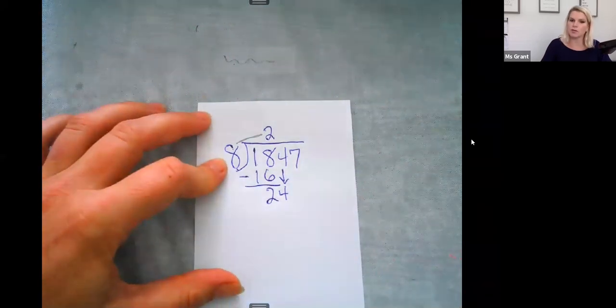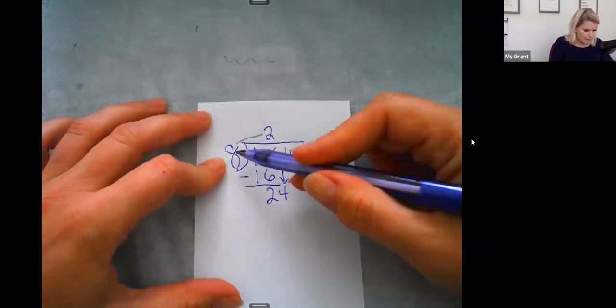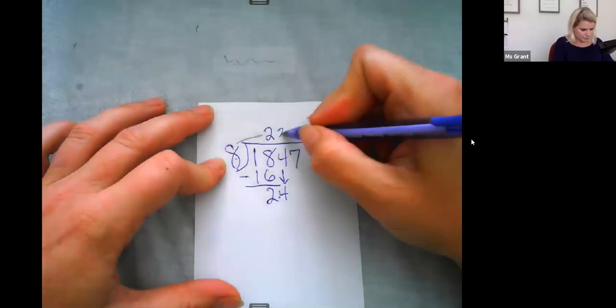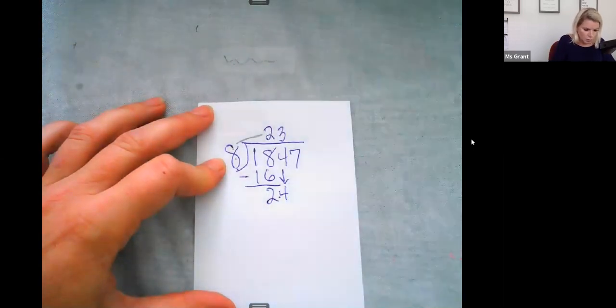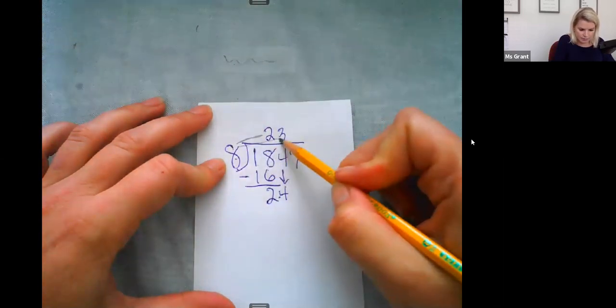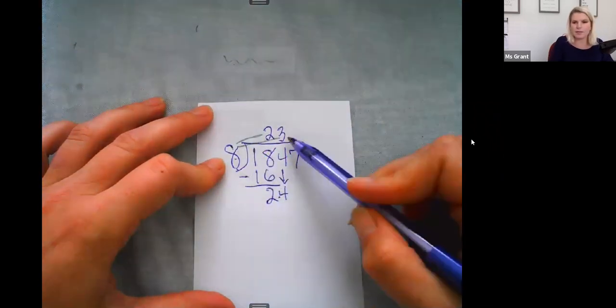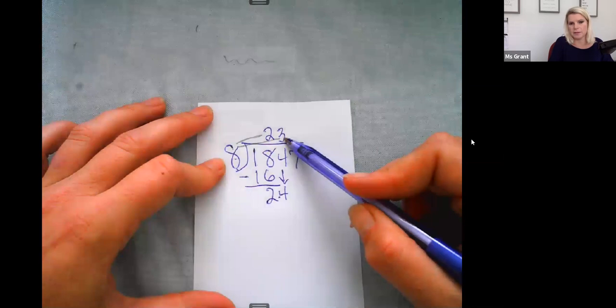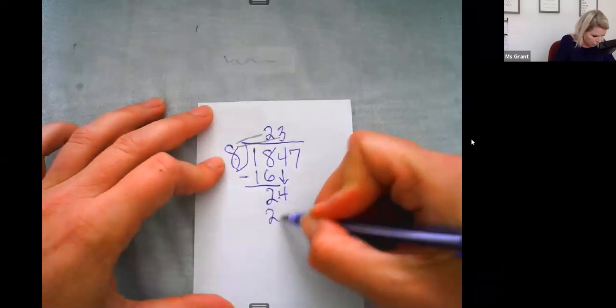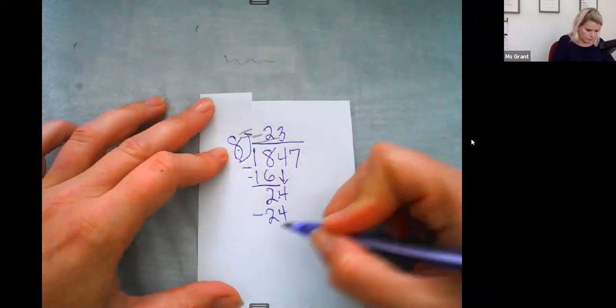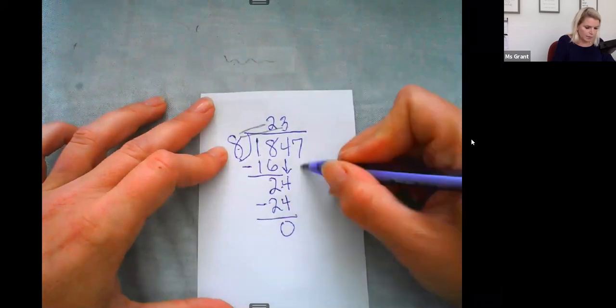Okay, does 8 go into 24? Yes, it does 3 times. Then I do, well, what is 8 times 3? The number on the outside times the number that I think it goes in how many times? Well, 8 times 3 is 24. So I subtract and I get 0. And I bring down the 7.